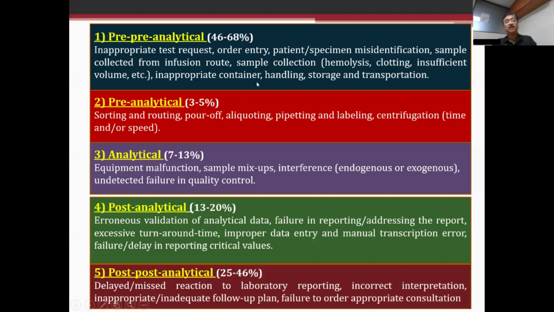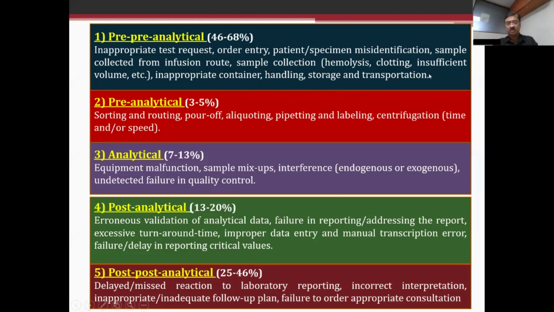Similarly, improper container. This can happen when you are drawing a serum sample. By mistake, you have drawn the serum sample in EDTA, or suppose you want to take a sugar sample, and you have taken it in EDTA. These things can happen when you are using an inappropriate container, because every vial is destined for a particular test. So if you mix up these containers, that can lead to a very bad condition.